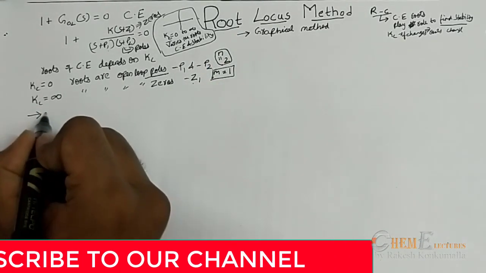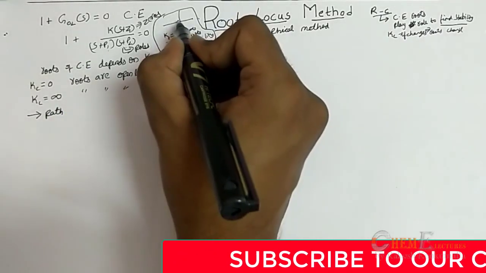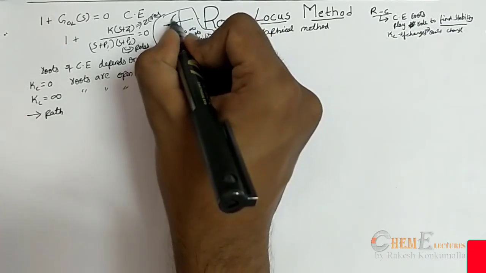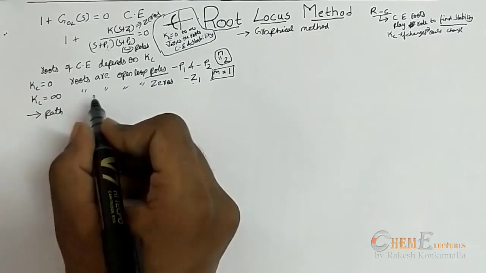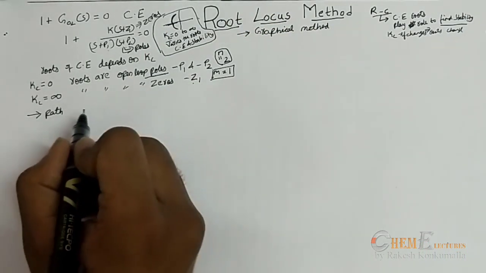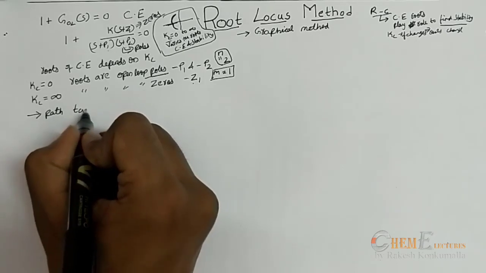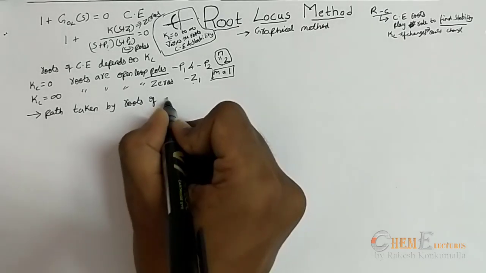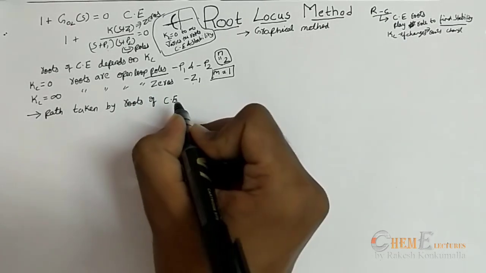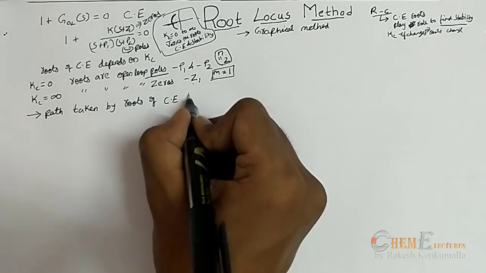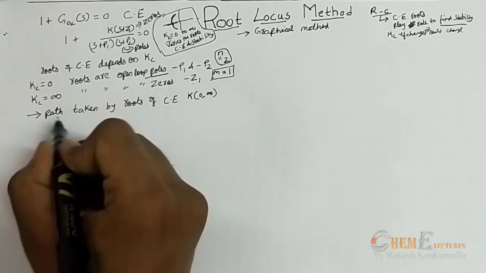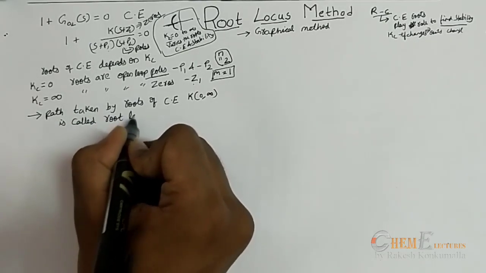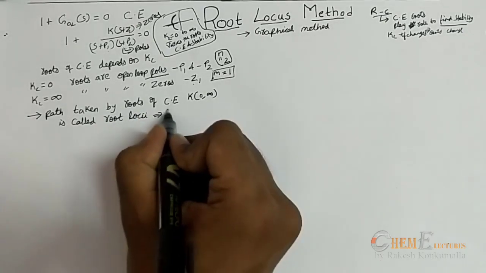Then the path that a root locus follows in this graph, whatever path my root locus is following, that will be taken from 0 to infinity of the value Kc. The path taken by the roots of the characteristic equation when k goes from 0 to infinity is called root loci, or you can simply term it a branch.